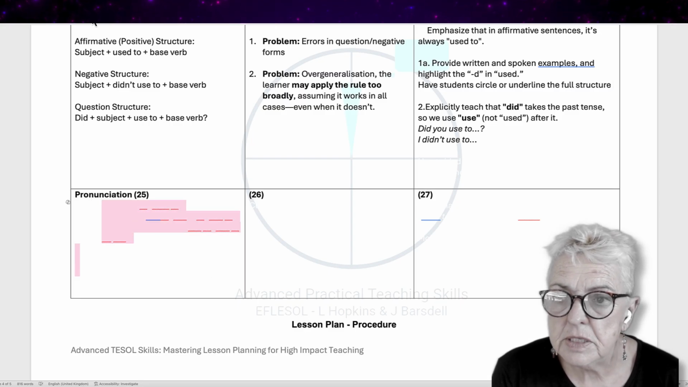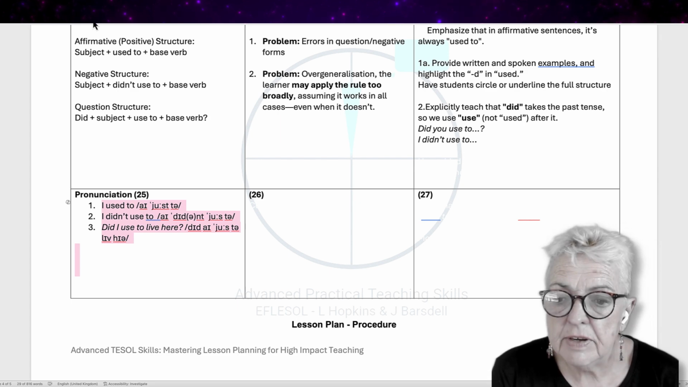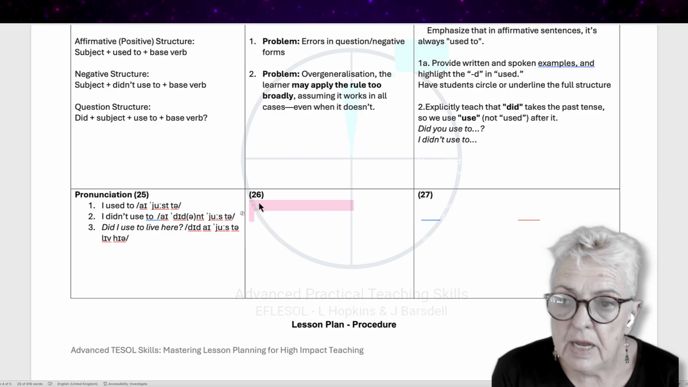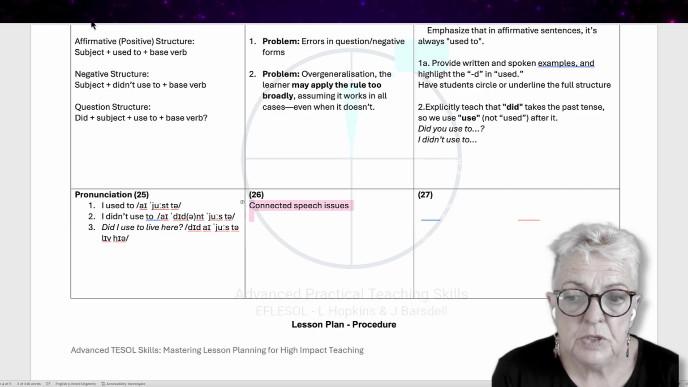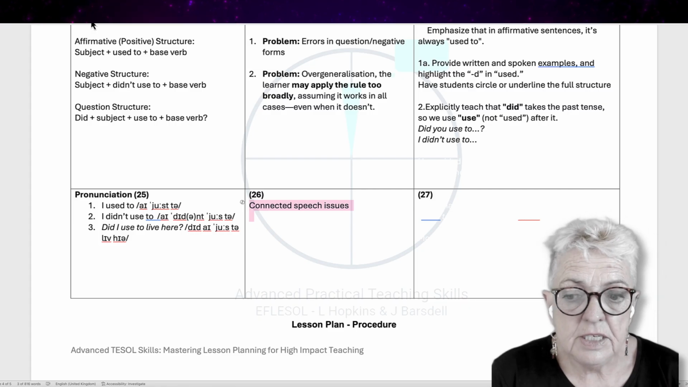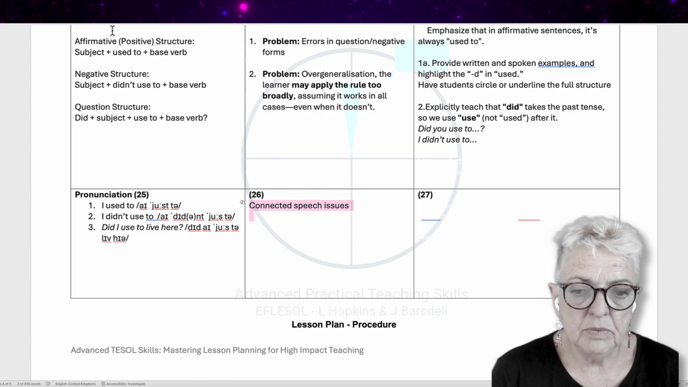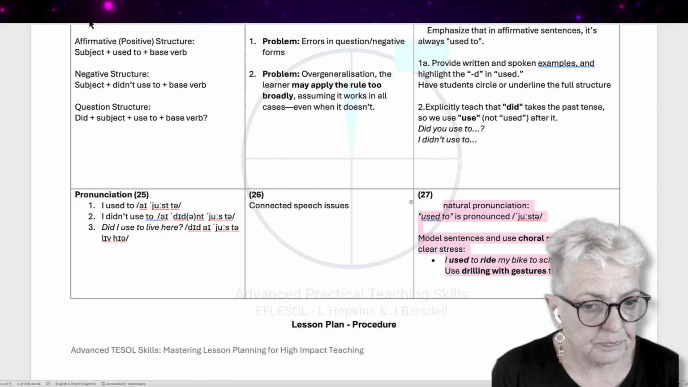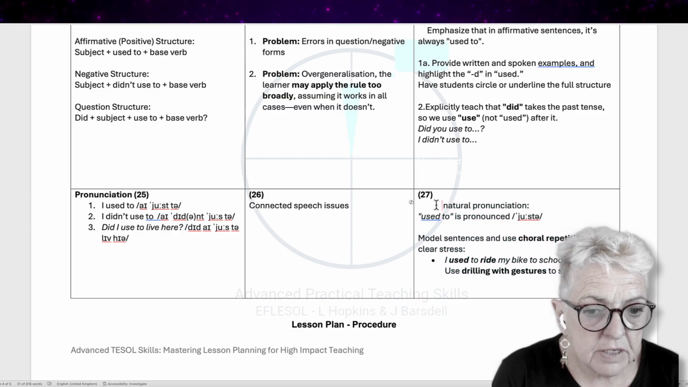Pronunciation issues. Okay. So affirmative, negative, and question with the phonemic script showing. The potential problems are connected speech issues: used to, didn't with the schwa, didn't used to with the schwa sound at the end. So drill for natural pronunciation. Have I got that there?